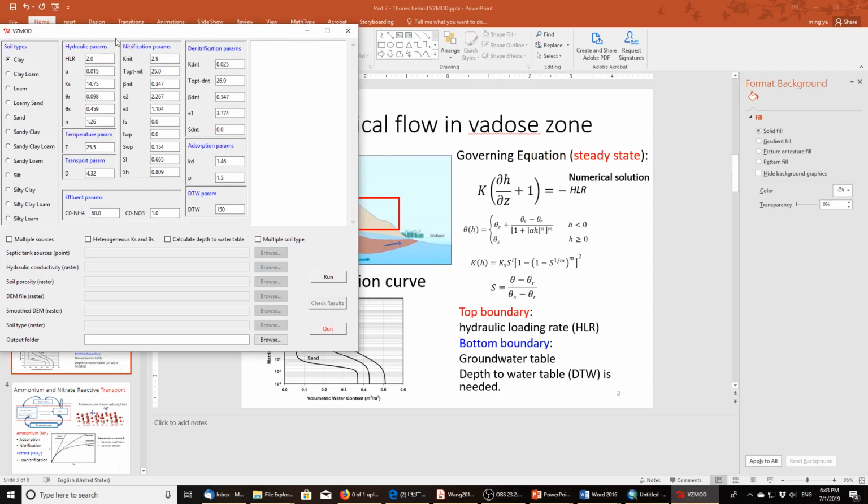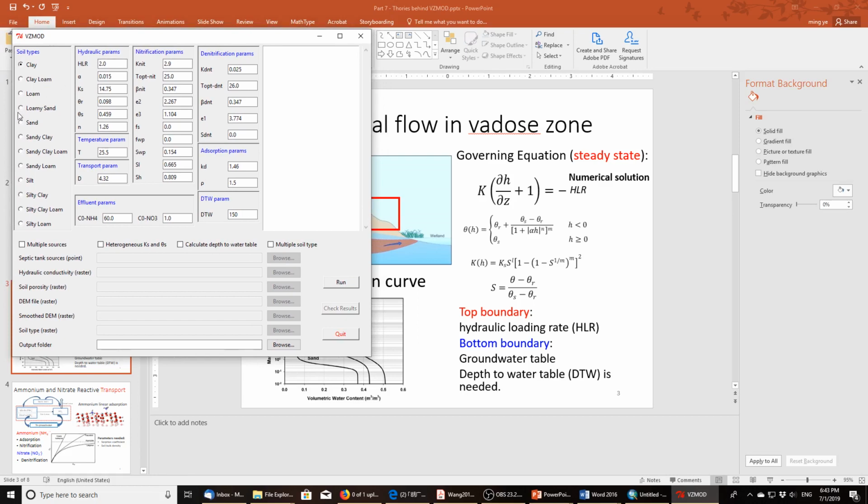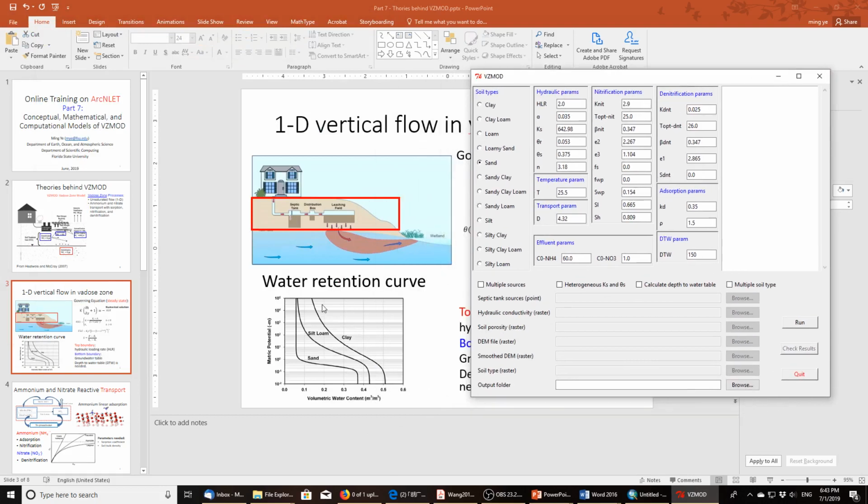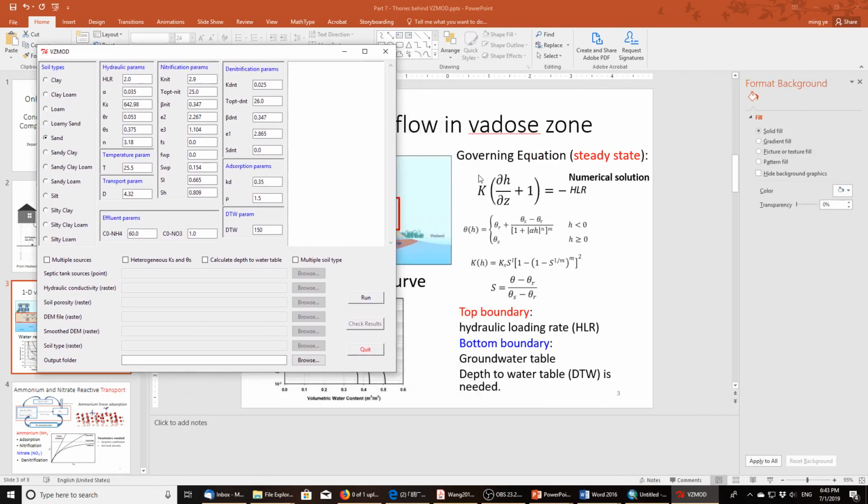So this is again the interface of VZMOD. You need to specify the soil type, because again, different soil types have different water retention curves, right? And then for this top boundary, you need to specify the hydraulic loading rate, which is right here. This is 20, meaning 20 cubic meters per day, or something like that. So you can change it to a different value that you believe is appropriate for your simulation, and there's no problem changing it.